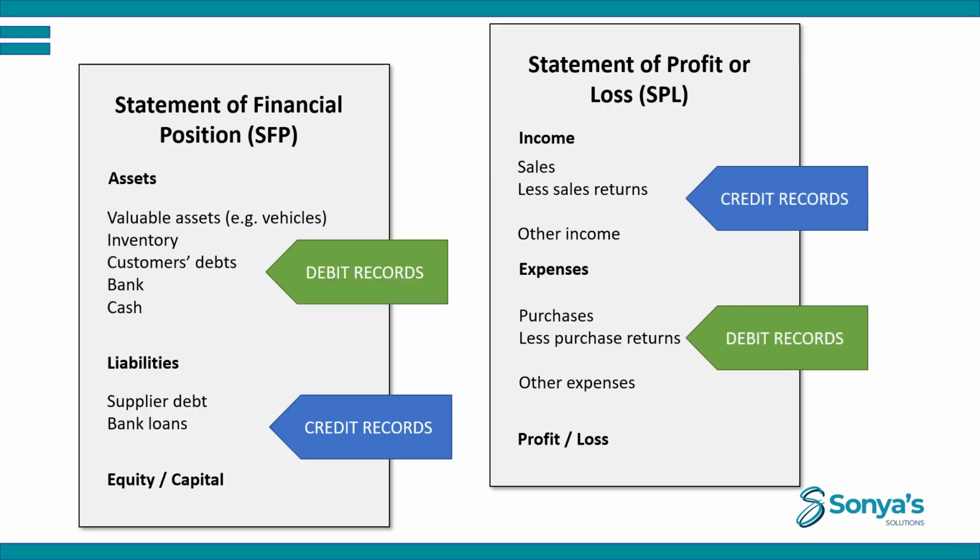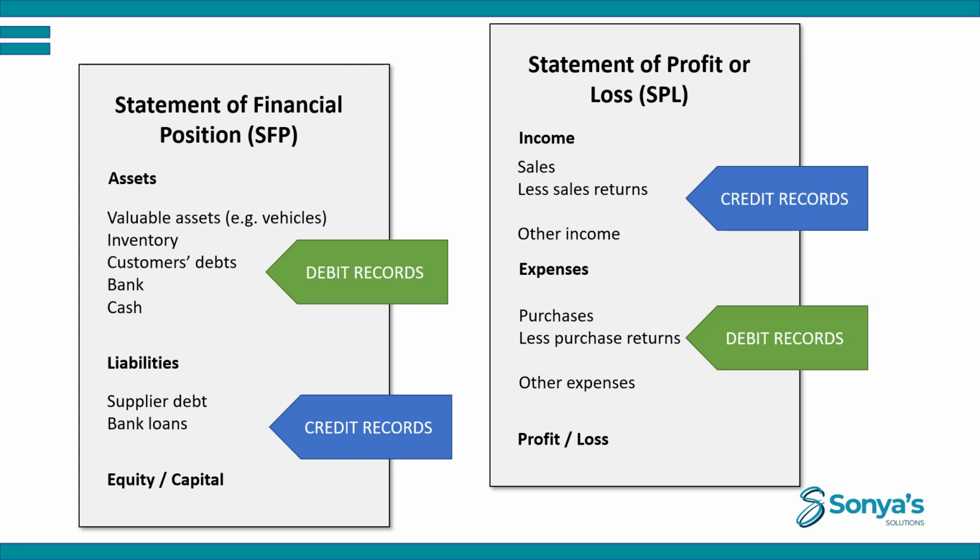The statement of profit or loss is used to calculate whether the business is profitable or not. The income accounts are credit records and expense accounts are debit records. There is an account in the double entry bookkeeping system for everything listed in these financial statements.